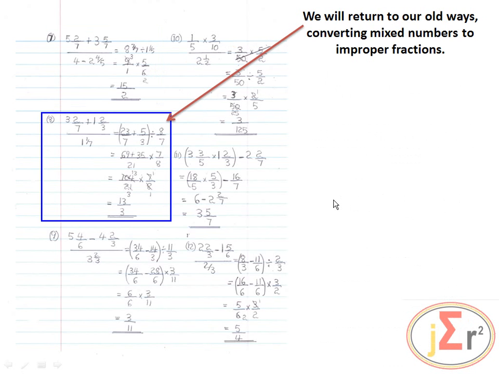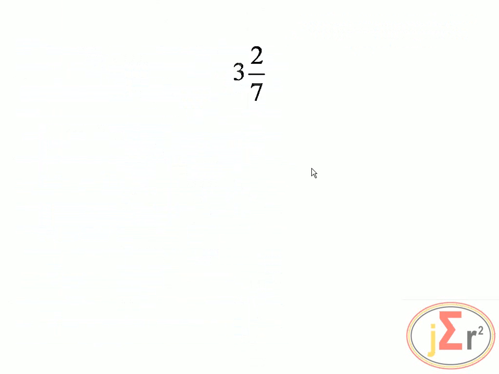We will return to our old ways of converting mixed numbers to improper fractions. We did not do that here. Well, in the end, we converted the 1 and 1/5, but we did not do that at the beginning, as we are accustomed to doing when we are solving problems like these. So let us go straight ahead and convert the mixed numbers to improper fractions, and we are there again.